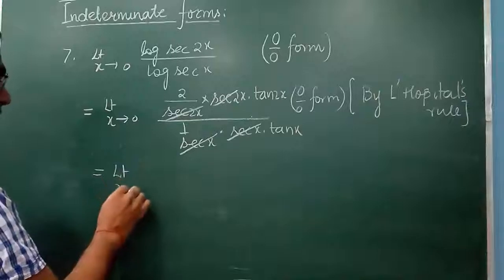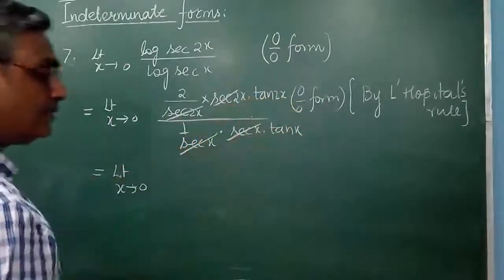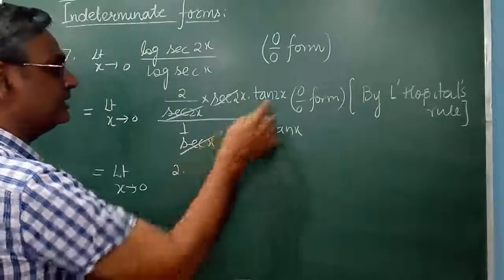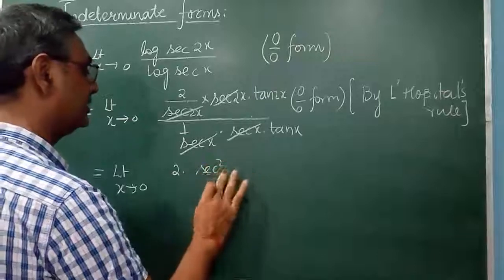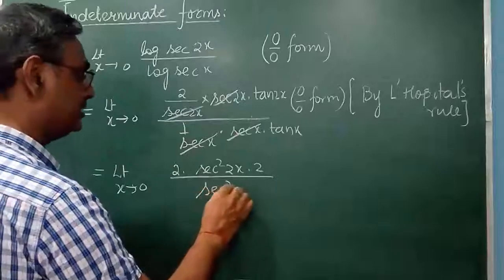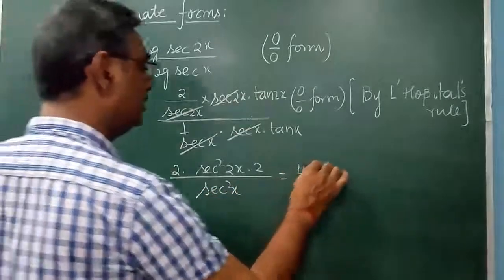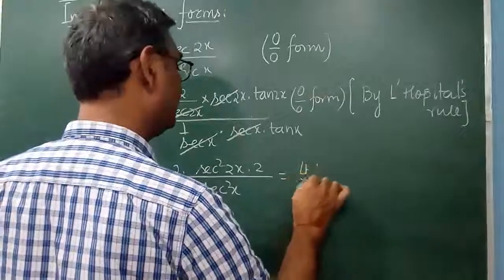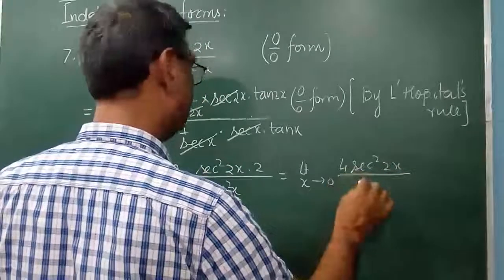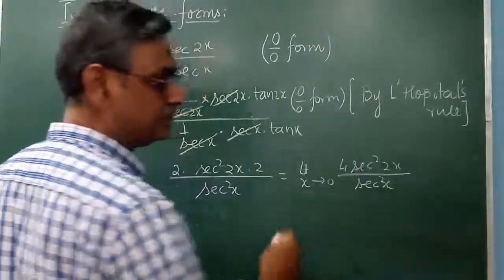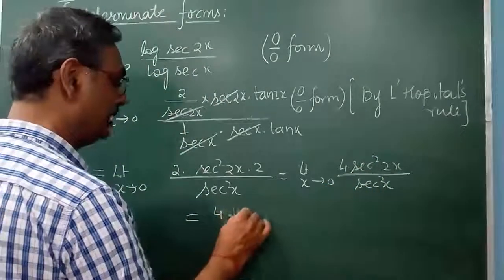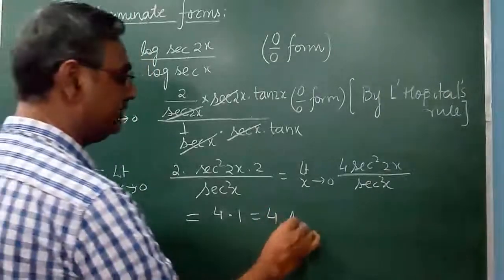Tan 0 is 0. So again this is 0 by 0 form. We have to use L'Hospital's rule. So here it is 2 tan 2x, differentiation is sec square 2x into 2, upon what is the differentiation of tan x? Tan x is sec square x. So here we have got 4 limit x tending to 0 of sec square 2x upon sec square x. Now we can put the limit here because sec 0 is 1. So here it is 4 into 1 equal to 4. So answer will be 4.